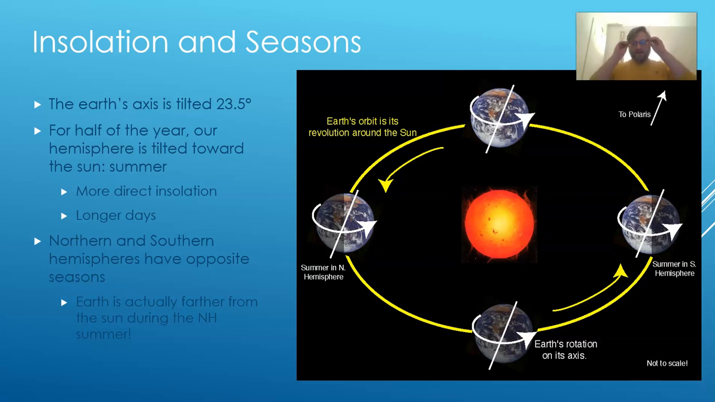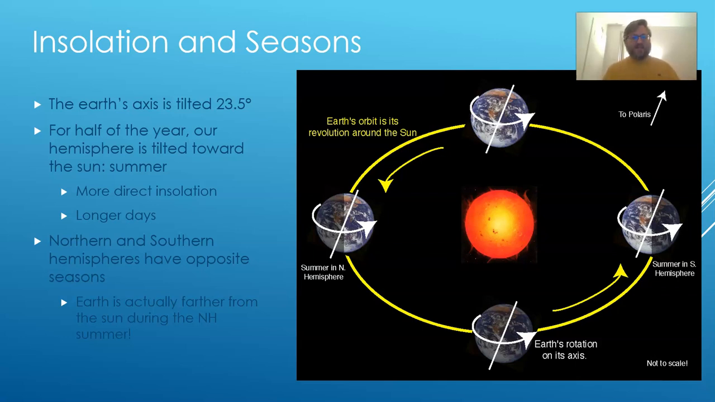So whichever hemisphere is tilted towards the sun is going to have summer. The one that's tilted away is going to have winter. So summer and winter are opposite in the northern versus southern hemisphere. So I'm recording this in November, so we're moving into winter in the northern hemisphere. Meanwhile, the southern hemisphere is moving into summer. So that is what explains our seasons.